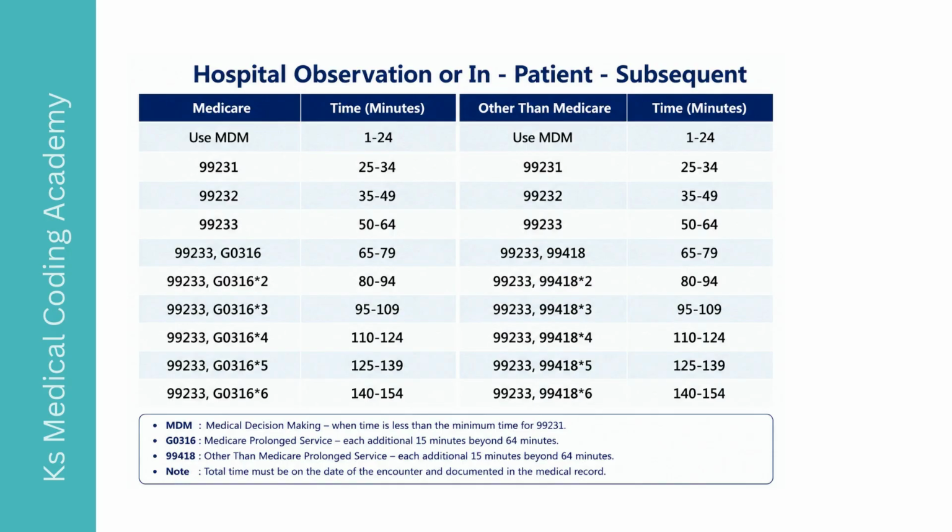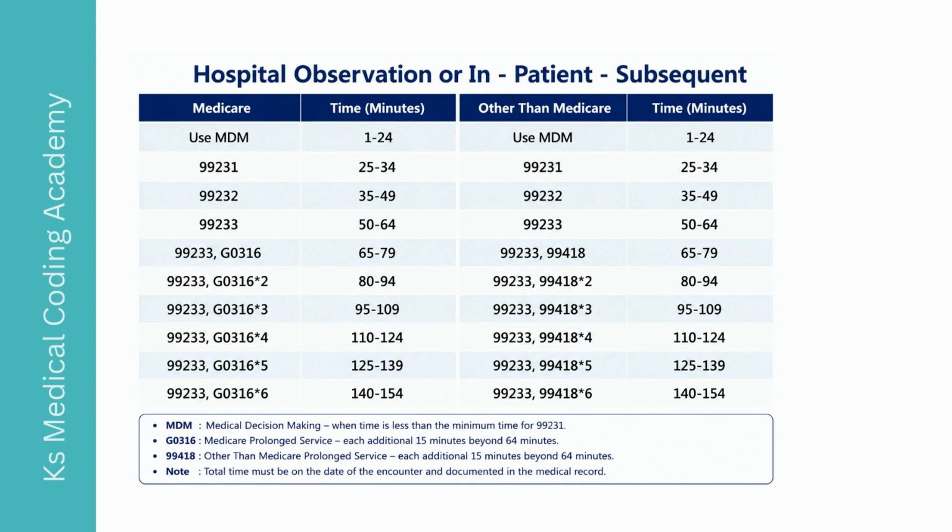For payers other than Medicare, the primary E/M codes remain the same, but the prolonged service code changes to 99418 instead of G0316. Remember, prolonged service codes are reported only when time is used to select the E/M level and the total time is documented on the date of the encounter.